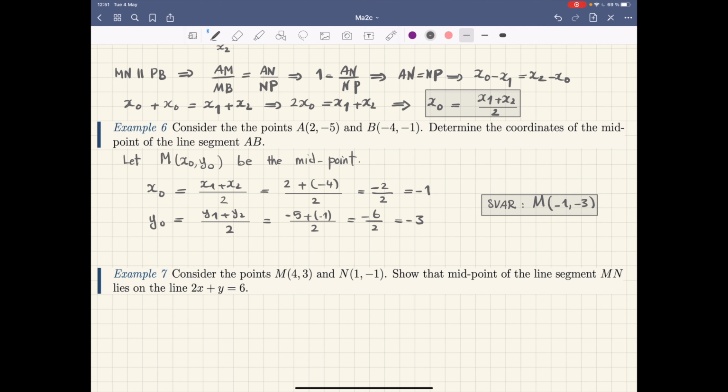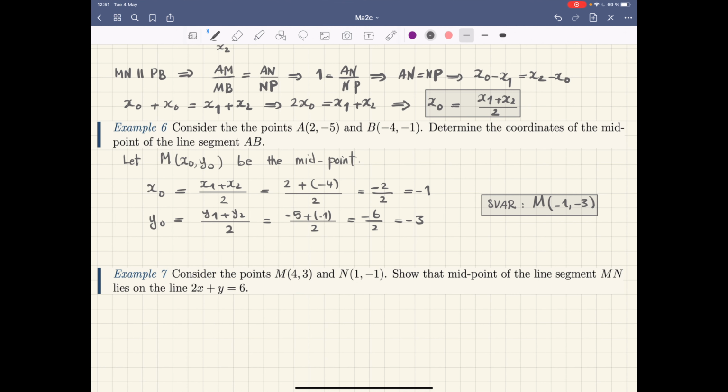Yes, Abdullah? You get the midpoint first. And then put it in the formula. If it turns out to be true, then it means that yes, that midpoint lies there. If not, it is not. Yes, as simple as that. Thank you very much.